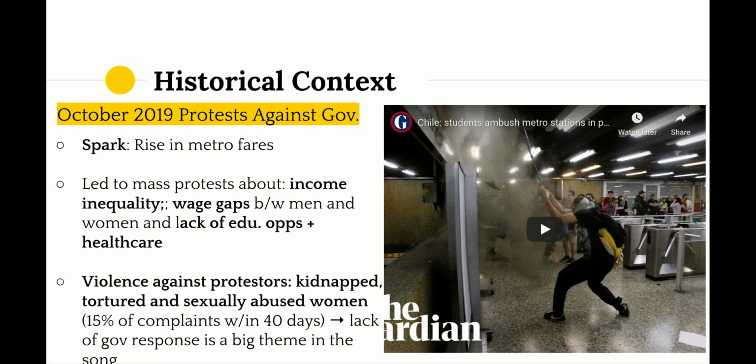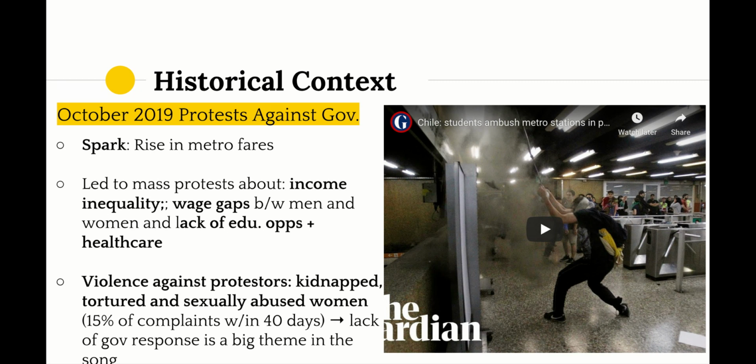But what happened afterwards is actually quite sad. There was a lot of violence against the protesters. The police officers, the military kidnapped, tortured, and sexually abused people, in particular women. Sexual abuse against women made up 15% of the complaints within the first 40 days. And this wasn't 20, 30 years ago. This was 3 or 4 months ago.